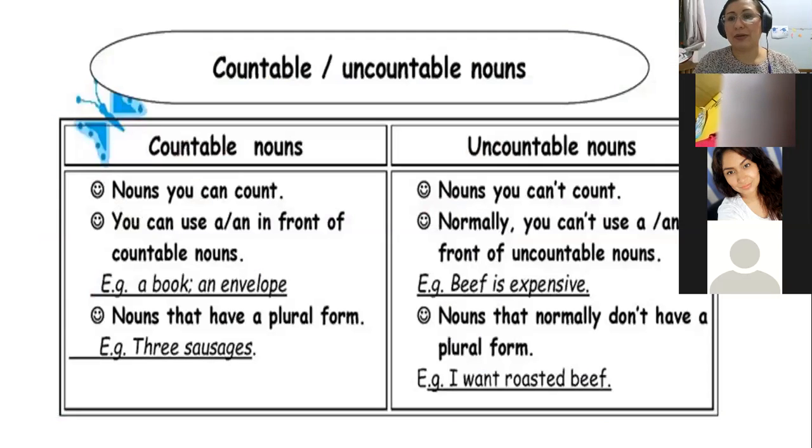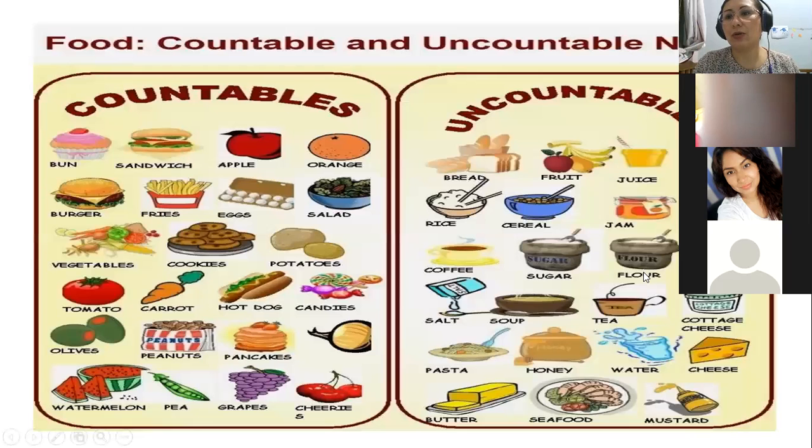Okay, let's continue. Continuemos. So here I have more examples. Countable nouns are nouns you can count. You can use a or an in front of countable nouns. For example, a book, an envelope. Esas sí son cosas que las podemos contar. A book, I can touch the book and I can separate. Okay, so that's a single element. Like a cell phone, okay? An envelope, un sobre. Nouns that have a plural, for example, three sausages. La salchicha, ¿verdad? Three sausages. I can count. One, two, three. ¿Verdad? Las puedo contar uno por uno.